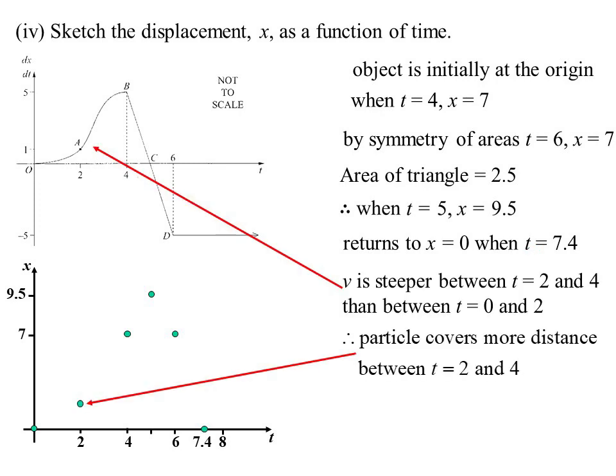Here's the tricky bit. If I look at the curve, V is steeper between 2 and 4 than it is between 0 and 2. Well, that means it must have been going faster. Remember, the steeper it is, the faster it's going. Well, if it's going faster, then it covers more area. So when I plot at t equals 2, I'm not going to plot it halfway. I'm going to put it below halfway because it's covered less distance.